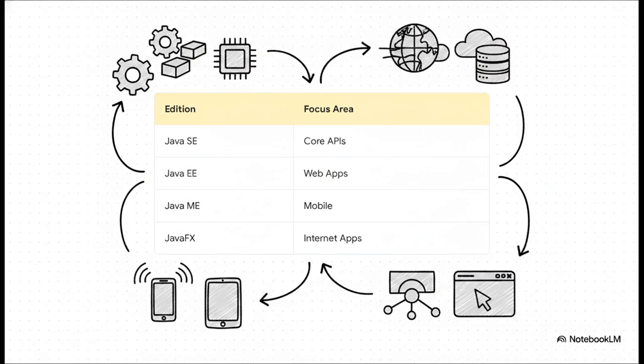Now, how does Java handle all these vastly different tasks without turning into a bloated, chaotic mess? Well, it's intelligently split up into four specialized platforms, or editions. You've got Java SE, the standard edition, which gives you those core APIs and object-oriented tools. Then there's Java EE, the enterprise edition, which builds right on top of SE, specifically for complex web and enterprise apps. If you're building for mobile, you'd grab Java ME, the micro edition. And lastly, JavaFX, which is your go-to toolkit for whipping up lightweight, rich internet applications with really sleek user interfaces.